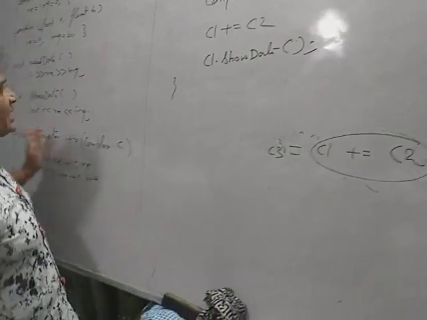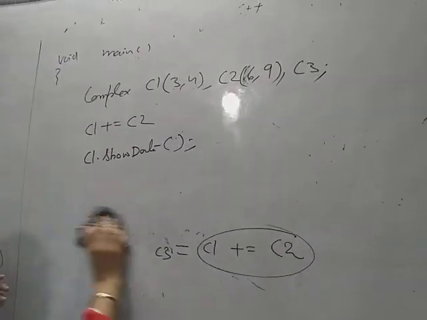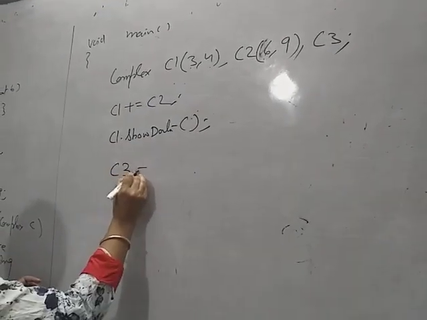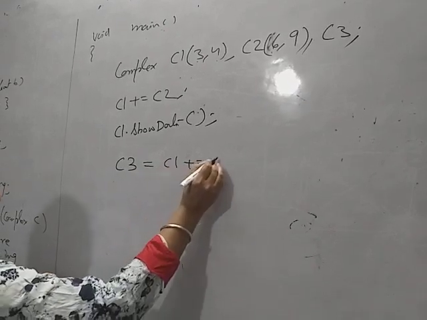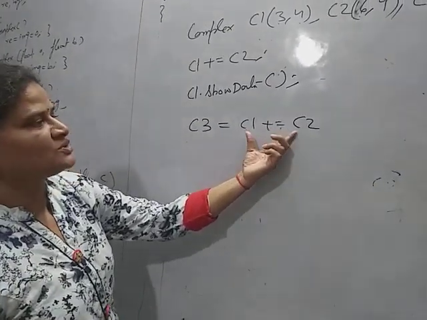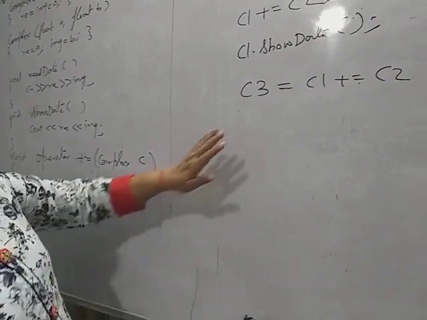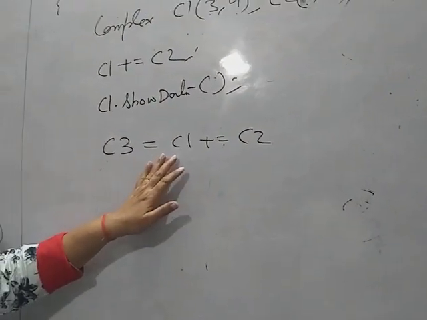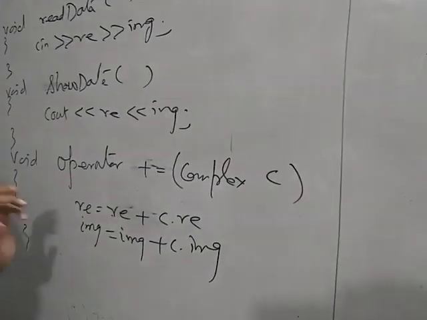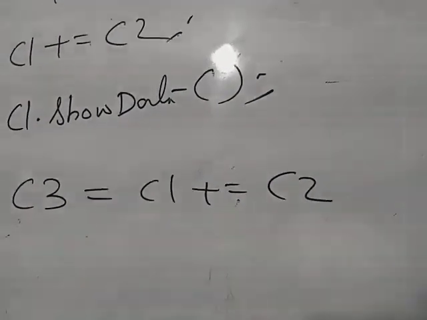So see, if I change this statement, suppose I am writing C3 equal to C1 plus equal to C2, the assignment operator is right associative. So first C1 dot operator plus equal to C2 is called, and the data member of C1 is updated, but the value of C1 is not returned, because its return type is void. So this will not work for such a definition of plus equal to.